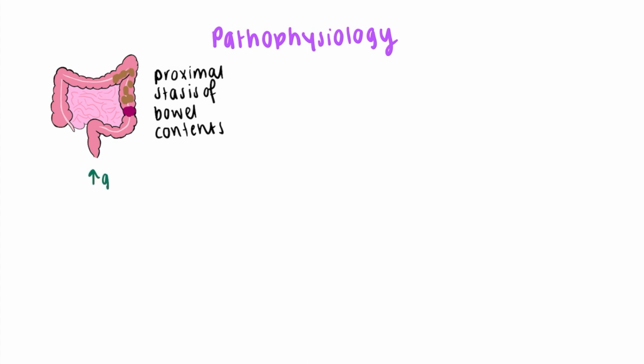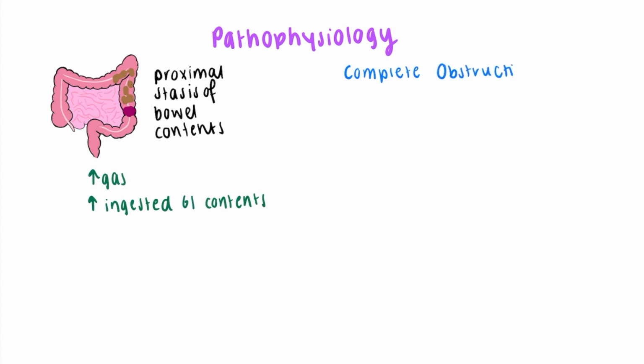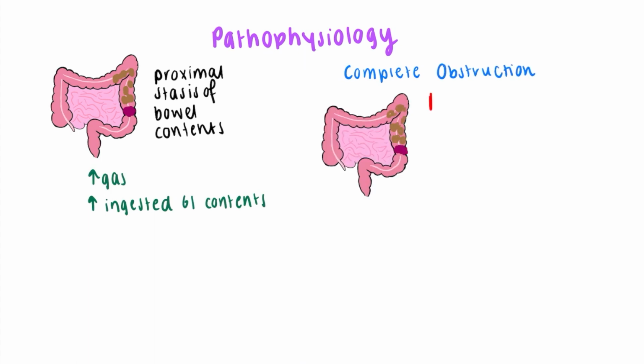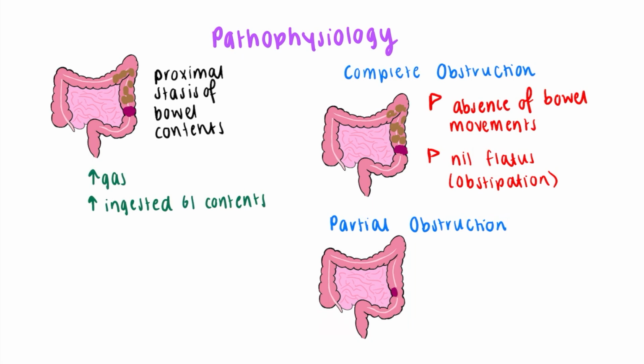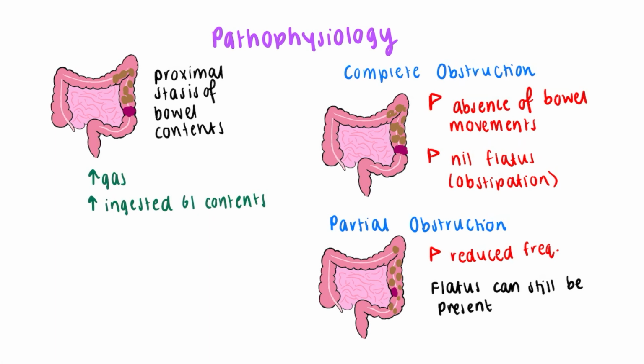This gas can be from swallowed air or as a byproduct of bacterial fermentation, etc. There is similarly an accumulation of ingested gastrointestinal contents proximal to the obstruction. If there is complete obstruction of the bowel, there will be an absence of bowel movements and no flatus. This is known as obstipation. If the obstruction is partial, there will be a reduction in the number of bowel movements, and there can still be flatus. The build-up of gastrointestinal contents and gas, which is unable to progress past the obstruction, causes the pressure within the lumen to increase.